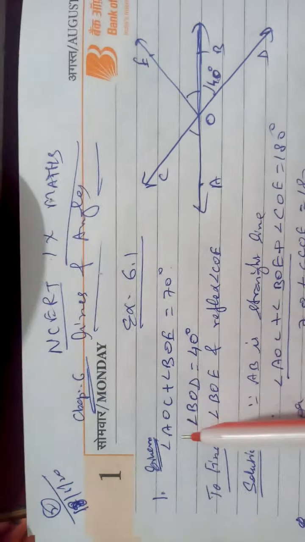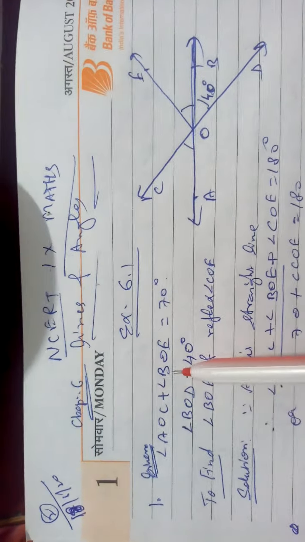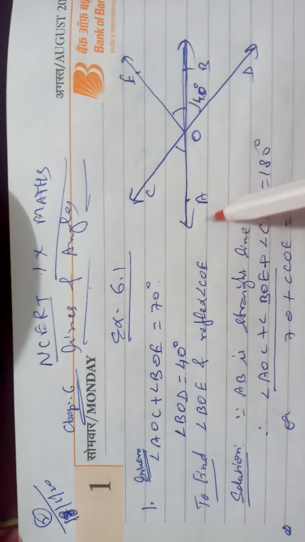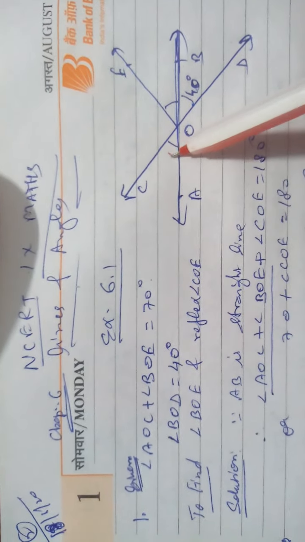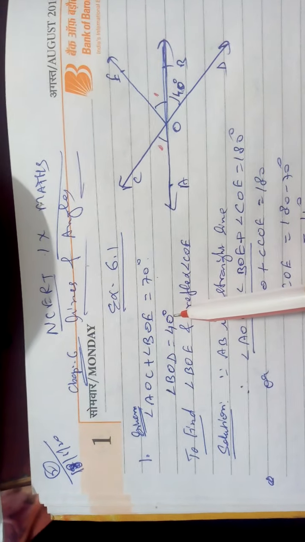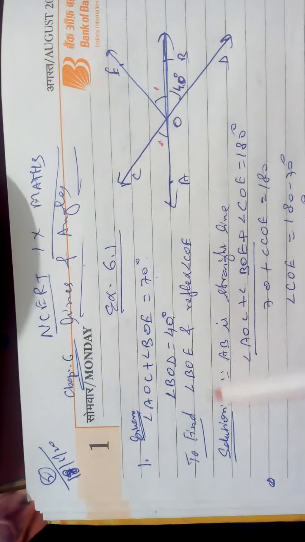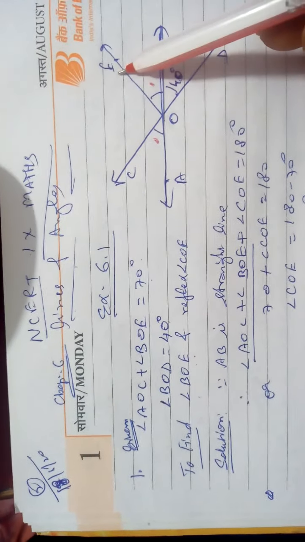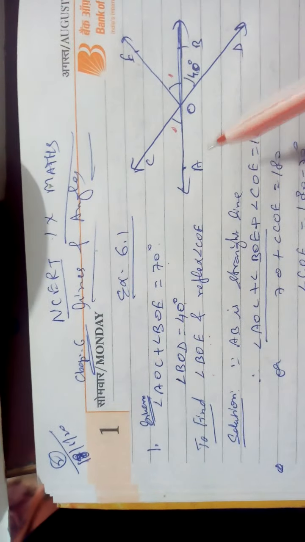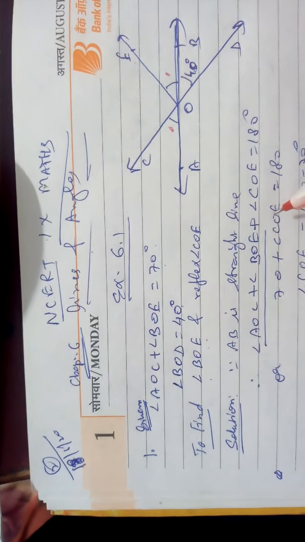First of all, AB is a line, AB and CD intersect at O, and AB is a straight line. What is given, you write down. Angle AOC plus angle BOE is equal to 70 degrees. These two angles sum to 70 degrees, given. And angle BOD is 40 degrees. To find: angle BOE and reflex angle COE.